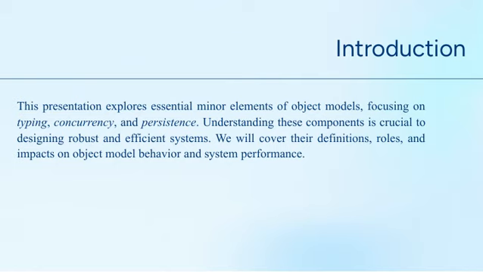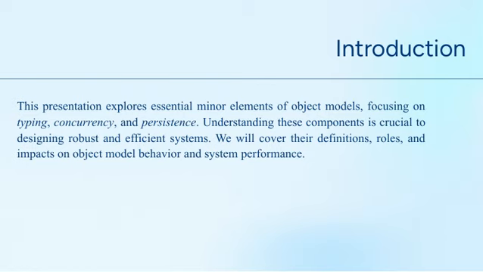Here, we're going to explore some of the essential minor elements of object models. Specifically, we'll focus on three key areas: typing, concurrency, and persistence. These might seem like small pieces, but understanding them is crucial for designing systems that are both robust and efficient. As we go through, I'll explain what each of these components means, their roles within the object model, and how they impact the behavior of the system as a whole.